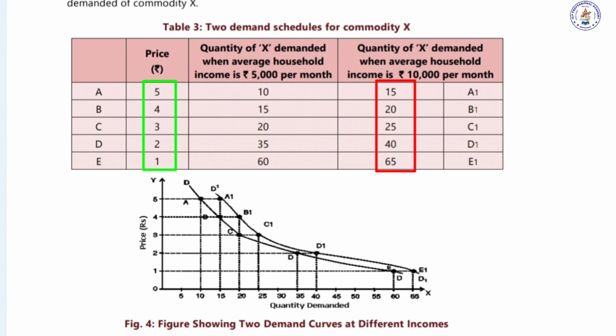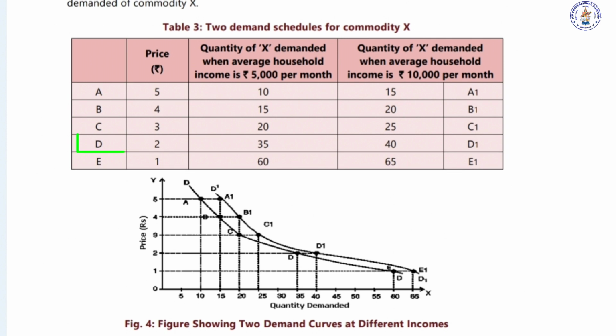Now in the next column you would see the quantity demanded by the same customer when his income is 10,000 per month. Like double the income he is getting now. At that juncture, with the same price changes, how much is he ready to buy? Now see to it. E1 is the shift in the demand. If he is ready to buy 60 units at price 1 when his income is 5,000, for the same price, when income is increased to 10,000, he is ready to buy 65 units. There is an expansion of 5 more units.